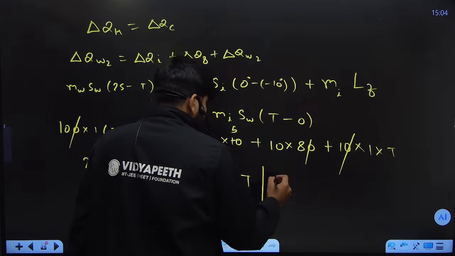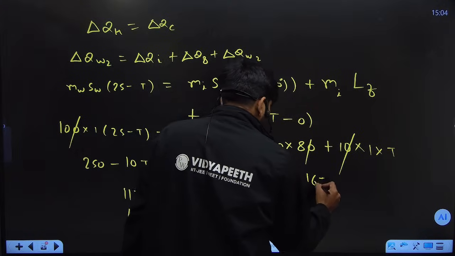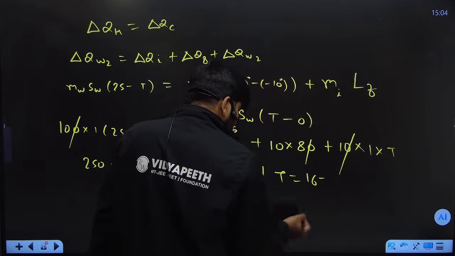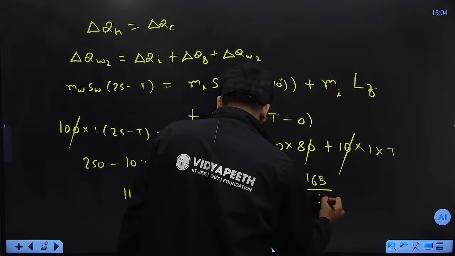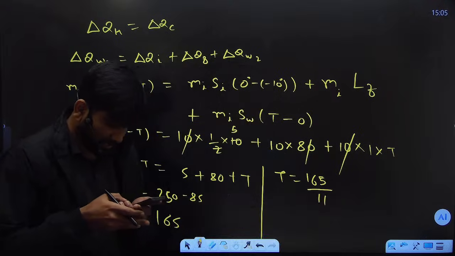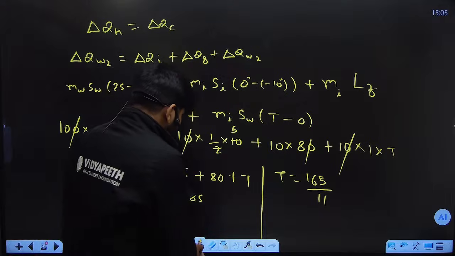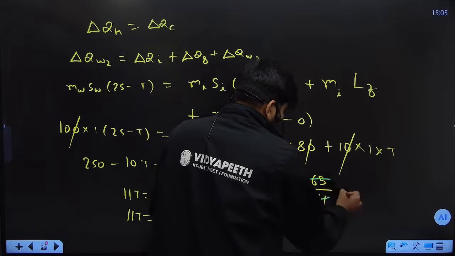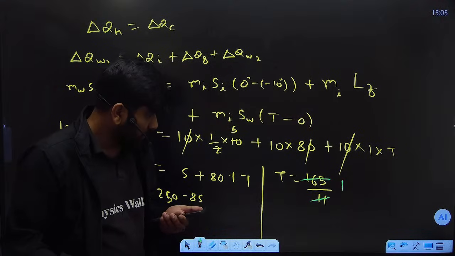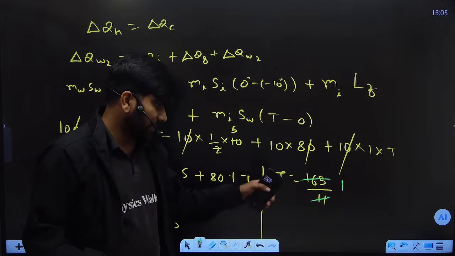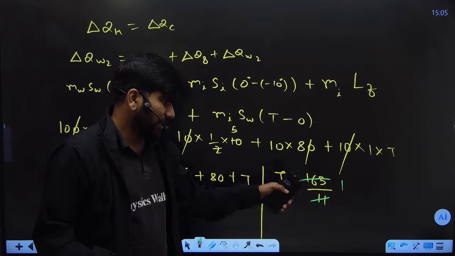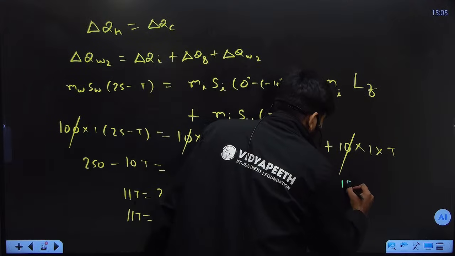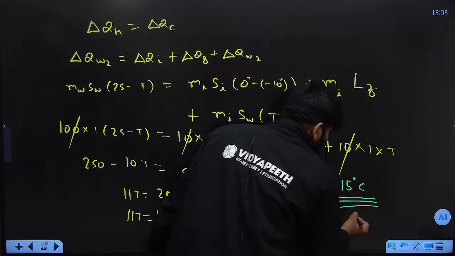So from here, what is the final temperature? 165 by 11. Now I will check if any option like this is there. No. So now I will cancel it. 11 ones are 11. Once we leave the 11 here, 11 ones are 11. We are left with 55, which is 5 times. So our answer is 15 degrees Celsius.